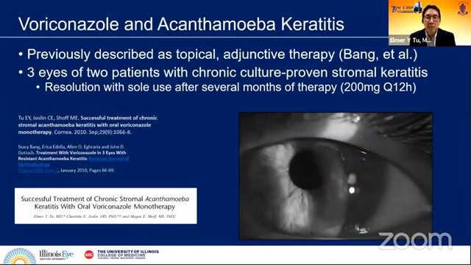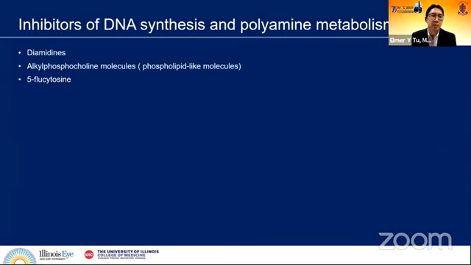The first description of its topical adjunctive use was from Wilmer, where they felt that it did help with therapy. We published a case series of 3 eyes of 2 patients who had chronic culture-proven stromal keratitis, where in a challenge-rechallenge model, these patients were able to resolve their acanthamoeba keratitis with voriconazole alone and not as adjunctive therapy. So there is some efficacy against acanthamoeba.